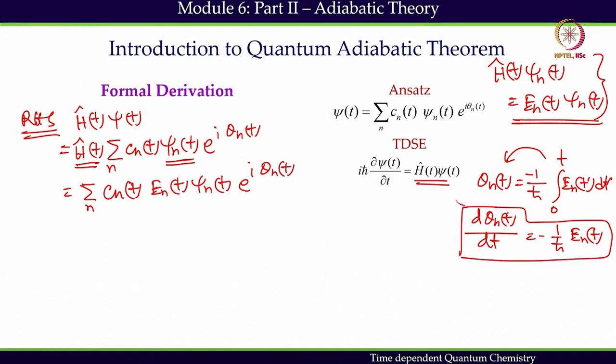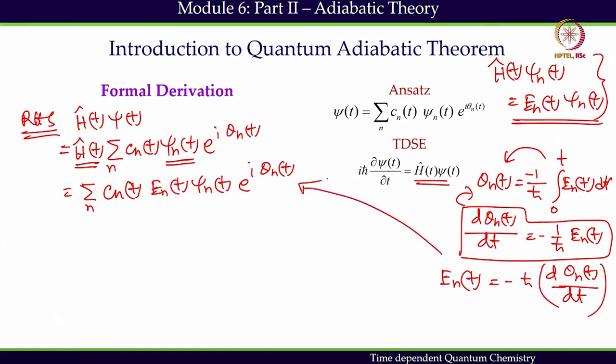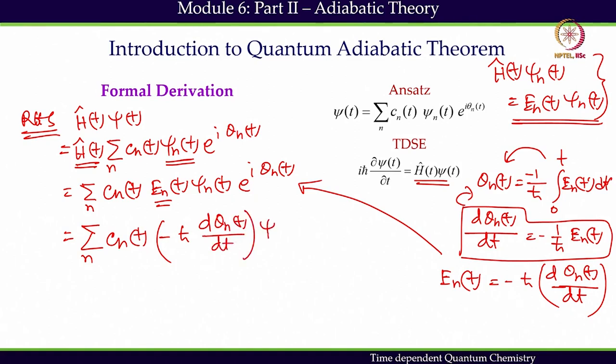From this derivative form only we get this integration. So, we are getting the derivative form. Once we get this derivative form, one can write down this E_n(t) is nothing but minus h cut derivative of theta_n(t) with respect to time. So, this can be inserted here. We have E_n(t), this can be inserted here, and what I get is that the right hand side finally transforms to c_n(t) then minus h cut d theta_n(t)/dt psi_n(t) e to the power i theta_n(t). That is what I get from the right hand side.